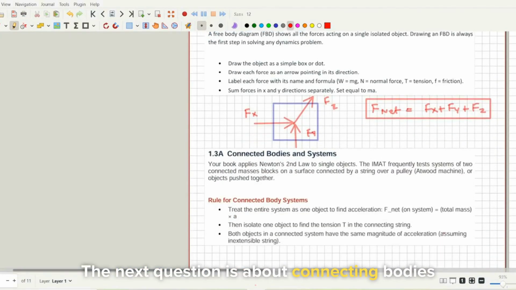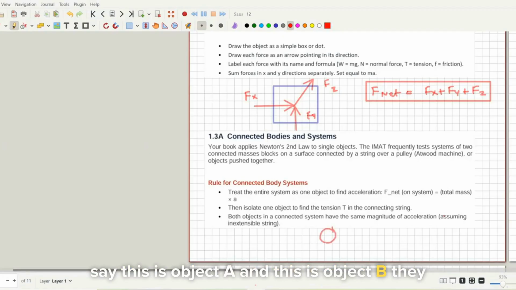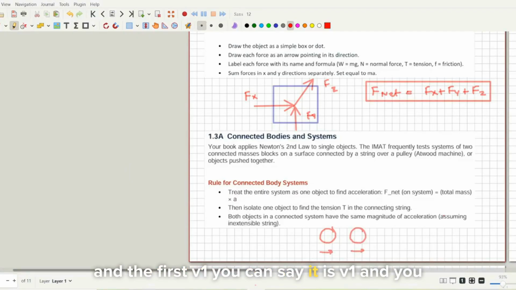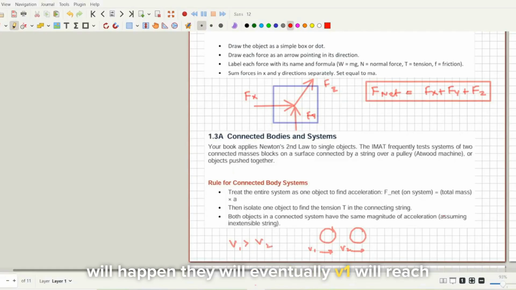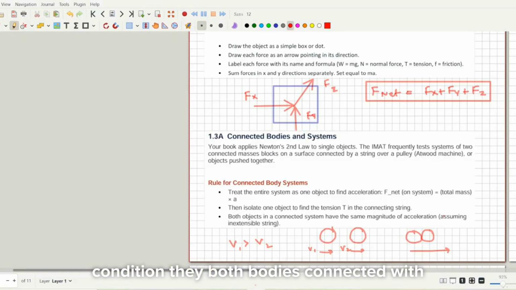The next question is about connecting bodies and systems. For example, if there are two objects, you can say this is object A and this is object B. They were both moving in the forward direction, and the first has velocity V1 and the second V2. If V1 is greater than V2, what will happen? Eventually V1 will reach V2 and they would start moving ahead, combining together like this. In this condition, both bodies are connected with each other and combined.